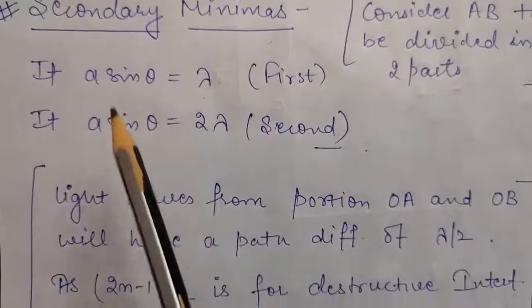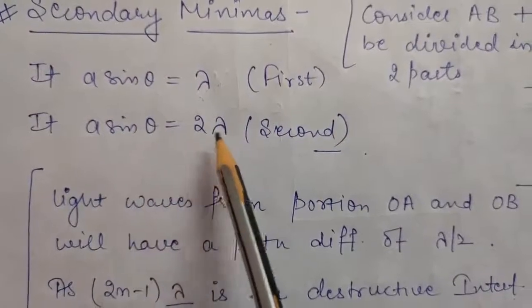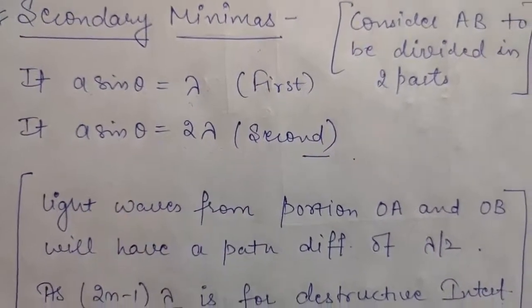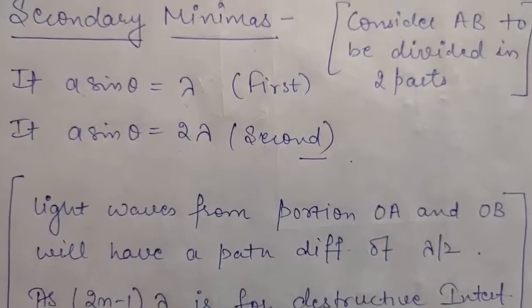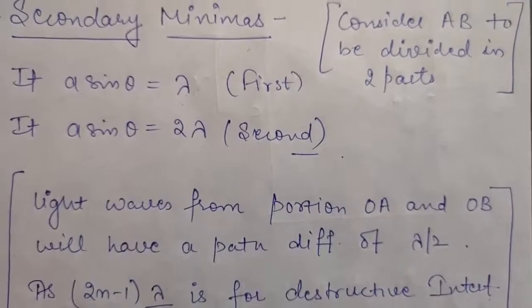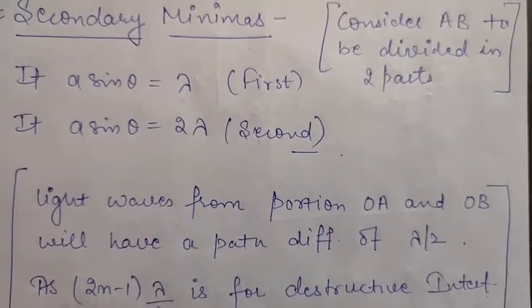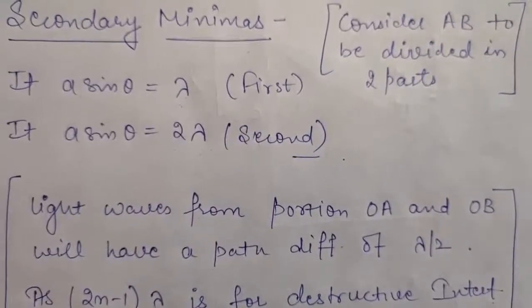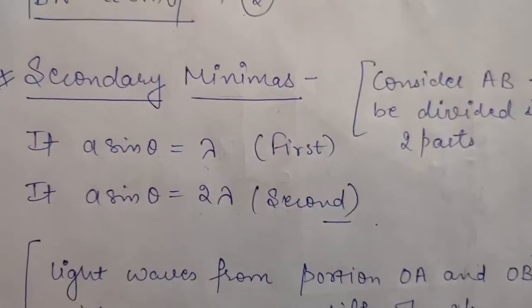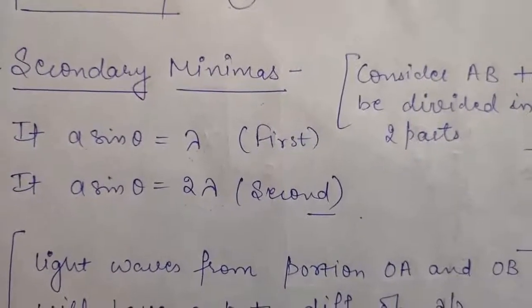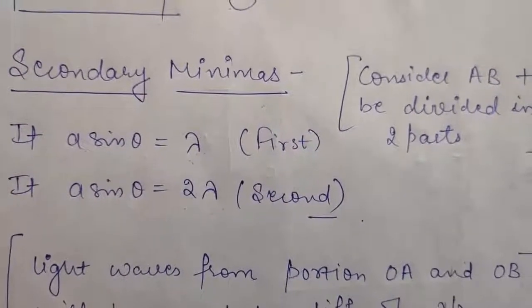Now suppose a sin theta is 2 lambda. For this you have to consider the slit to be divided into 4 equal parts. Again, due to the first two equal parts, the path difference will be lambda by 2, and due to the other 2 equal parts, the path difference will be lambda by 2. That means they will again form a destructive interference at point P, and therefore P will become the point of second secondary minima.